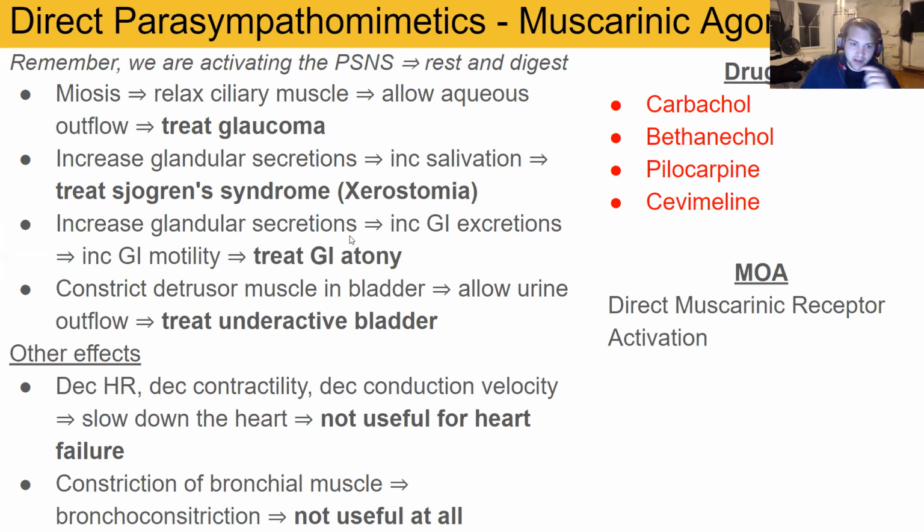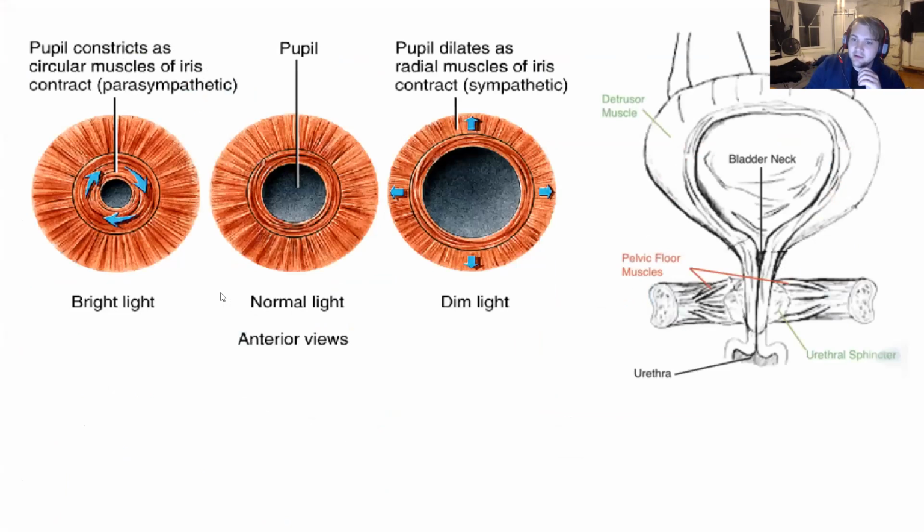Likewise, along this idea of rest and digest, increasing those glandular secretions is also going to increase the GI secretions, which is going to stimulate the GI system to increase movement, and it's going to treat your GI atony, when your GI system doesn't have as much movement or stimulation as we would like, usually following something like surgery. So we can stimulate your GI system to get started and keep working after being in disuse. Likewise, we can treat an underactive bladder by squeezing the detrusor muscle. That detrusor muscle is going to push the bladder down through the bladder neck, through the urethra, and out of the body.